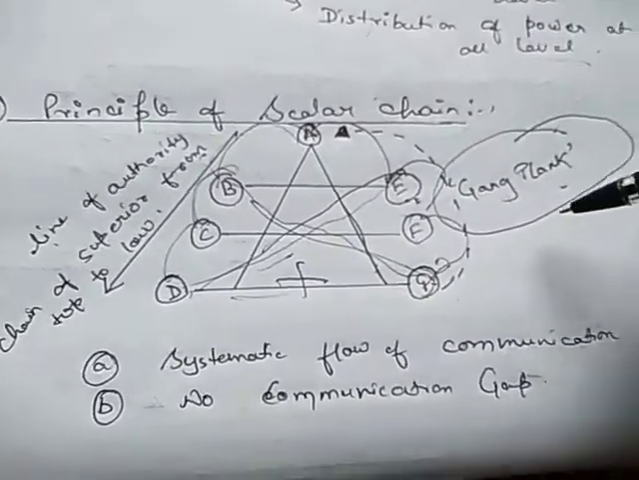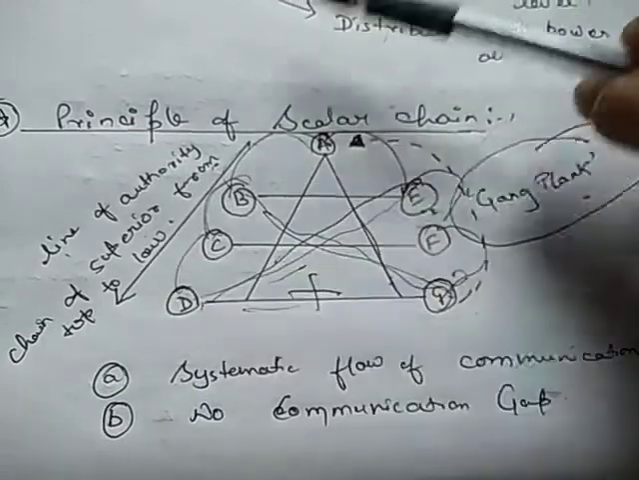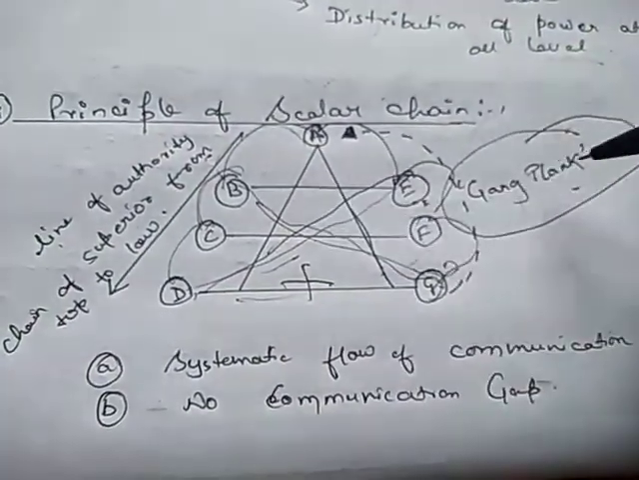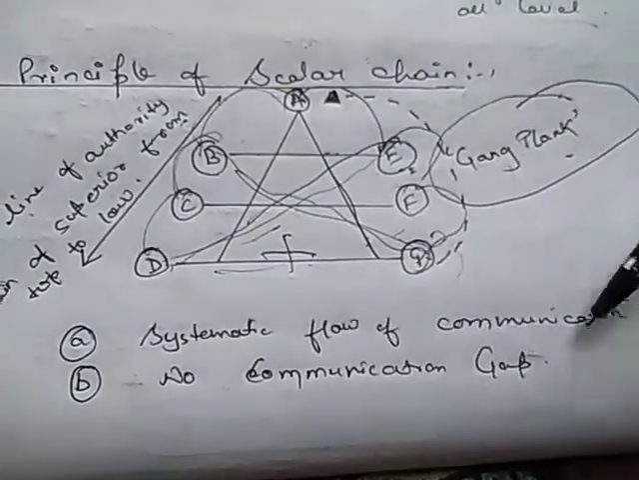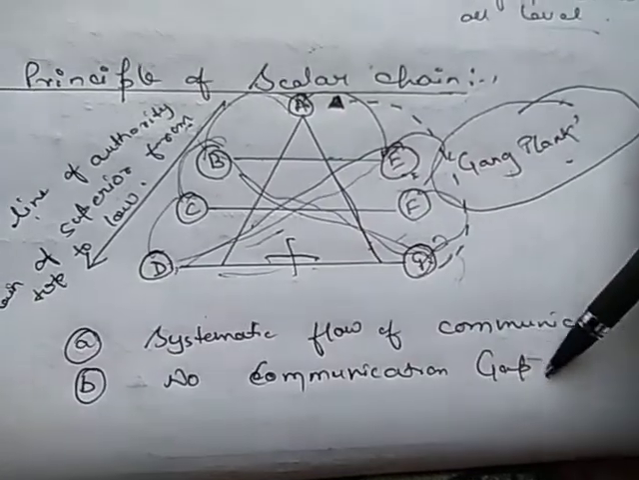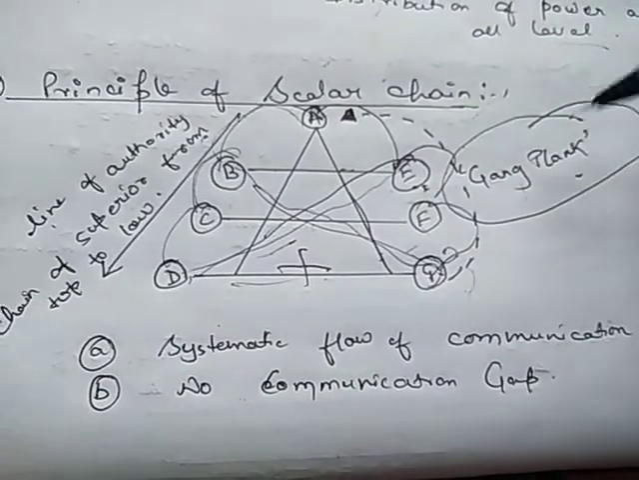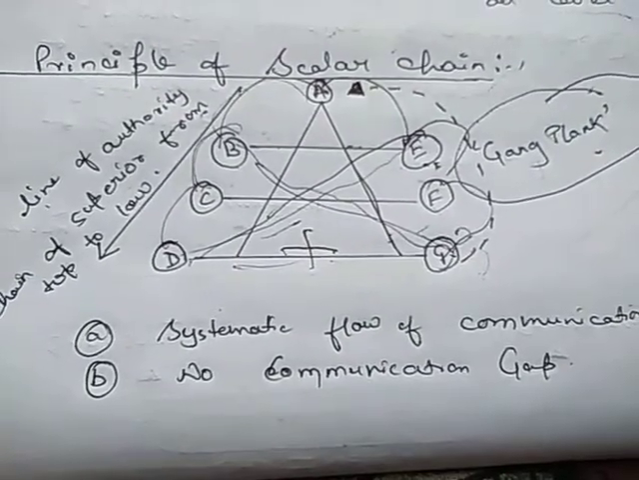Okay, so what is scalar chain? It refers to the line of authority and chain of superior from the top to the lower level, which has to be followed in an organization for any work. This is how it will work. फ़ायदे क्या हैं? सिस्टमैटिक फ्लो ऑफ कम्युनिकेशन होता है और कोई कम्युनिकेशन गैप नहीं होता. अगर आपने नहीं फॉलो किया, then of course there will be lack of communication and there will be chaos and confusion in the organization.